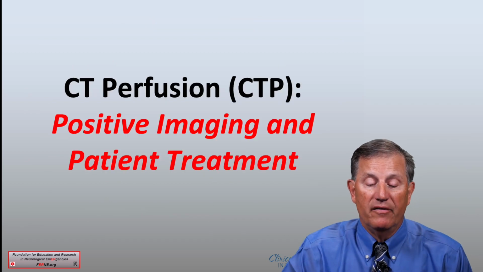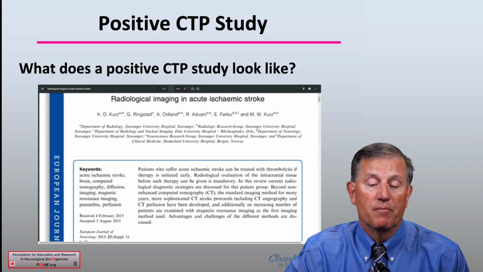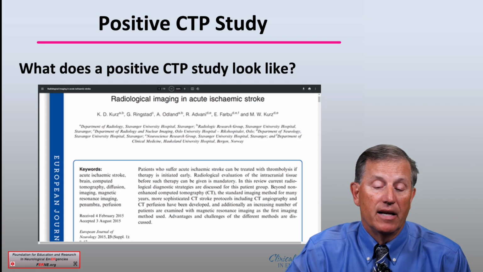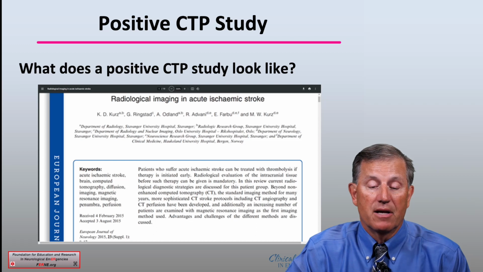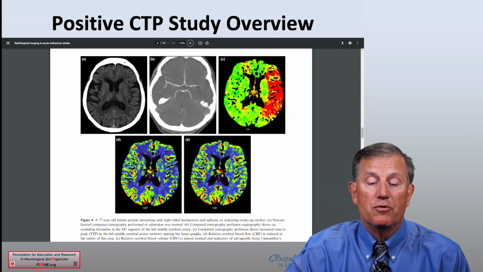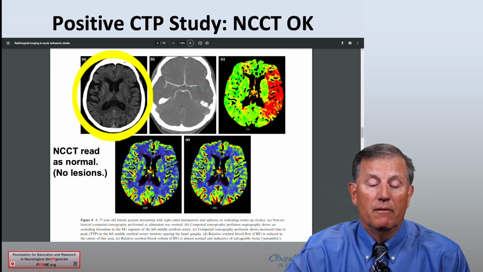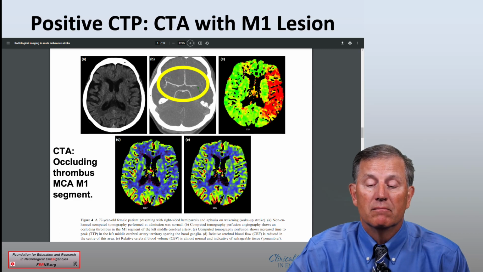Now, what does a positive image look like, and what about patient treatment as a result of these positive images? What does a positive CTP study look like? This is the reference that gives you these images we're about to discuss. So this is the overview of what you see with the CT perfusion. The non-contrast CT, in yellow circle, is read as normal, no lesions. The CT angiogram shows a cutoff because of a thrombus in the MCA M1 segment.